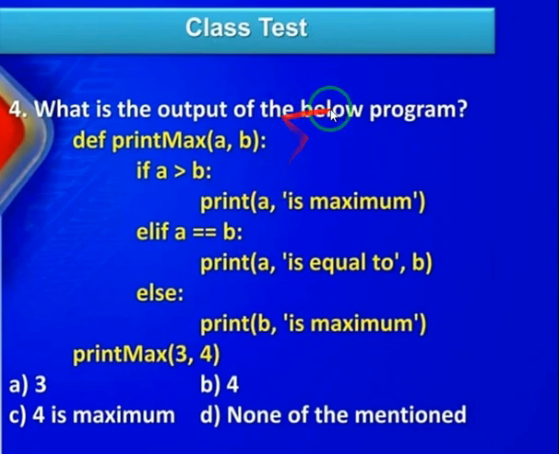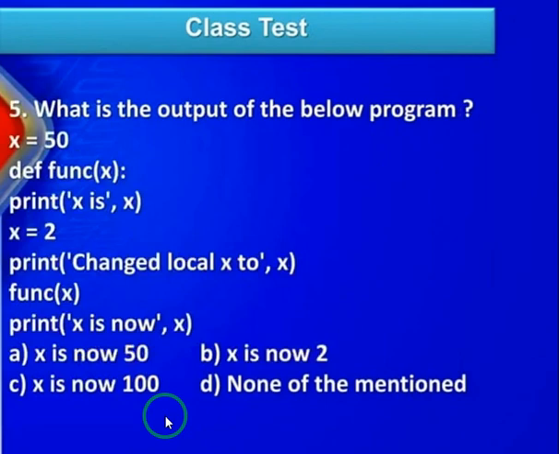This is one practice test which you can take, where we just have to print the output of the below program. We take def print max a comma b. If a is greater than b, then we print a is maximum. Else, b is maximum. Now we have to check for 3 comma 4. Let me give you 5 seconds and try answering the question on your own. Okay, so what this basically does is it checks between 3 and 4. Since 4 is greater than 3, it will just print 4 is maximum.